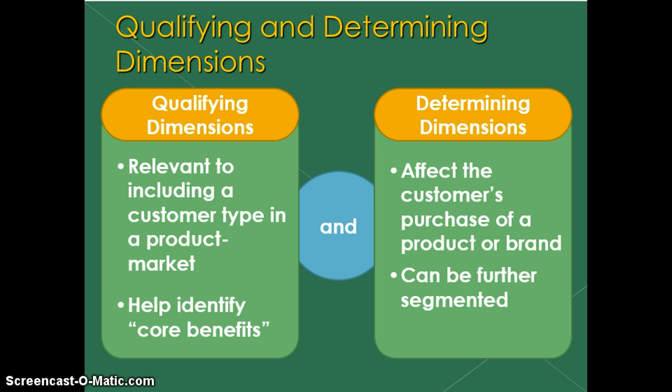Qualifying dimensions are those that are relevant to including a customer type in a product market. They help to identify the core features that have to be offered to everybody within that particular product market. Determining dimensions are those that actually affect the customer's purchase of a specific product or a specific brand within the product market. And the determining dimensions can be segmented into groups, further segmented into multiple groups as well.